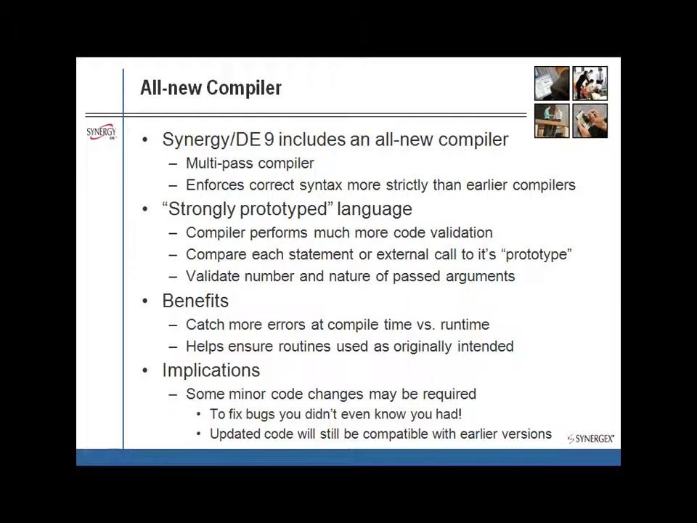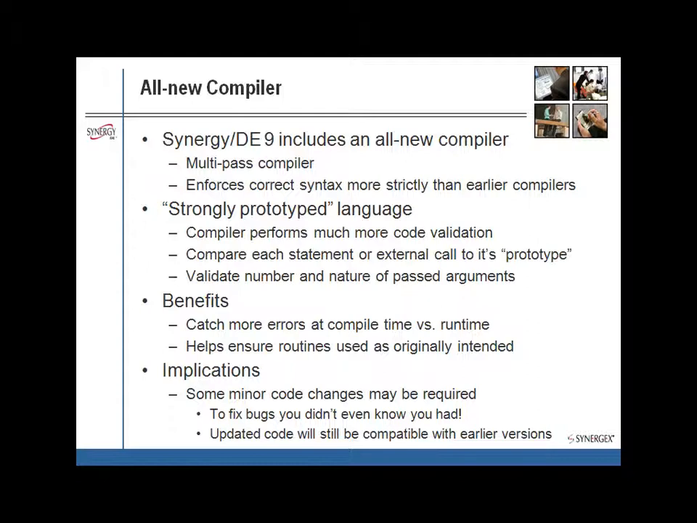Okay, let's leave objects behind for the time being and focus on all of the other new features in Synergy language 9.1. As you probably know by now, version 9 introduces an all-new compiler, and the compiler is significantly more advanced than any of our earlier compilers. At a high level, one of the main differences is that this is now a multi-pass compiler, and one of the main benefits of that is that it allows the compiler to perform much more syntax checking and code validation than was ever possible before.